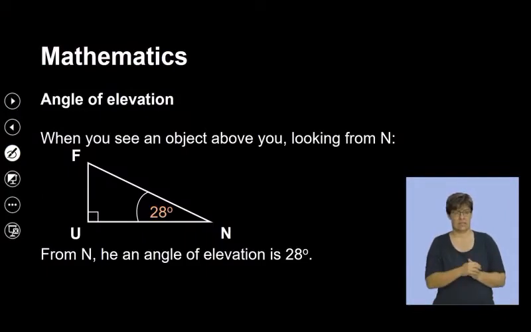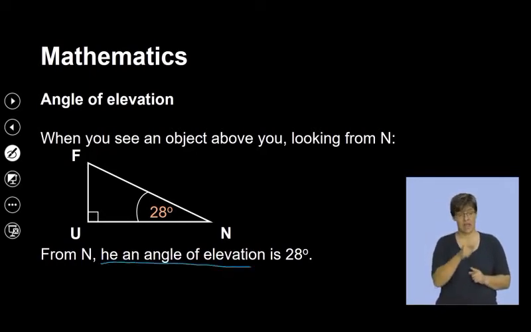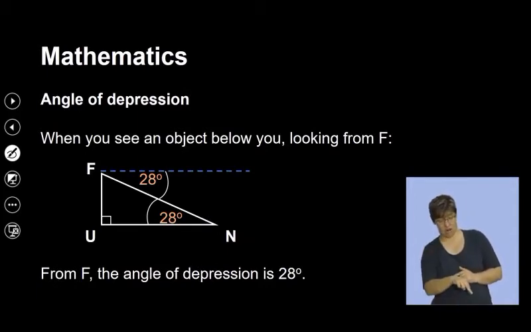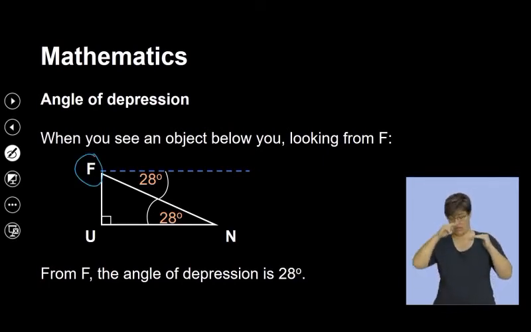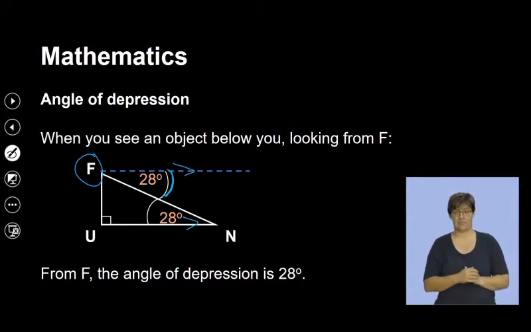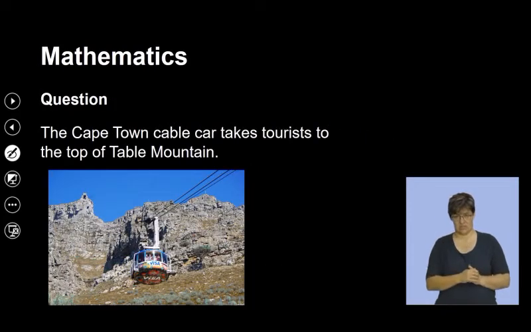So when you see an object above you looking from N, that's an angle of elevation. So here, the angle of elevation will be 28 degrees. And the angle of depression is when you see the object below you, when you're looking from F here. And the reason why this is also 28 degrees is because these will be parallel lines, therefore it will make a Z shape, which we normally call alternate angles. I hope you're still okay with your lines there. Therefore, the angle of depression here will also be 28 degrees.